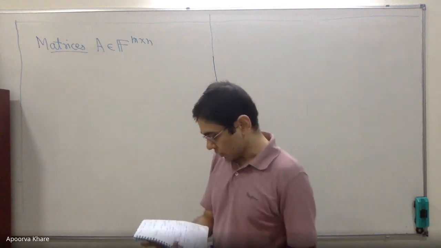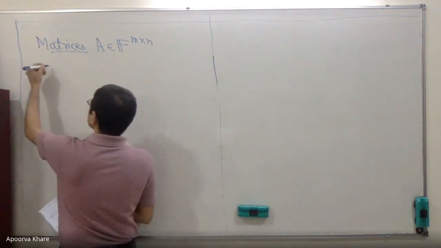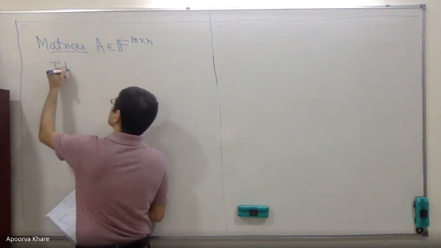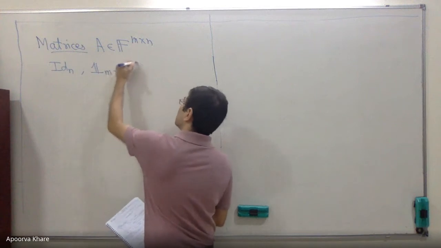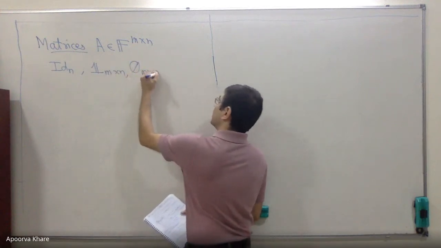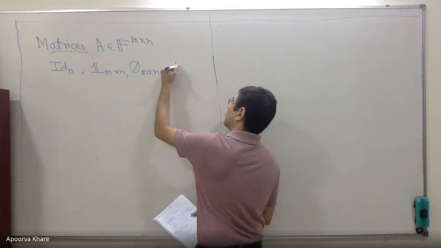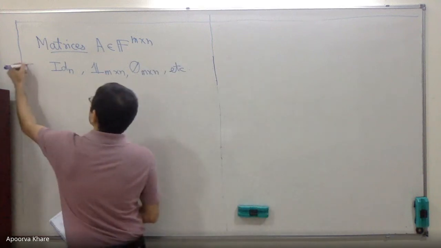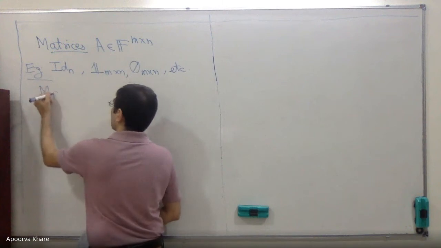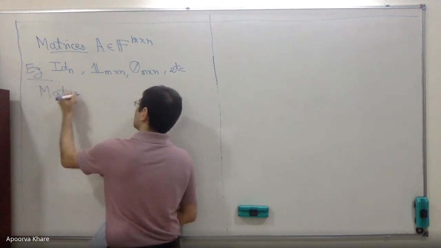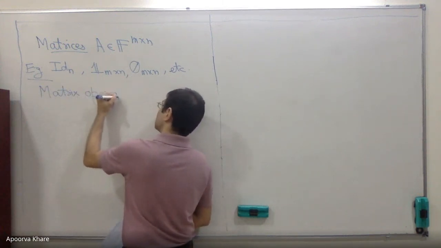So we had given examples of matrices like the identity matrix n cross n, the one matrix n cross n, the zero matrix n cross n, etc. So today let's start with some more operations on matrices, matrix operations.